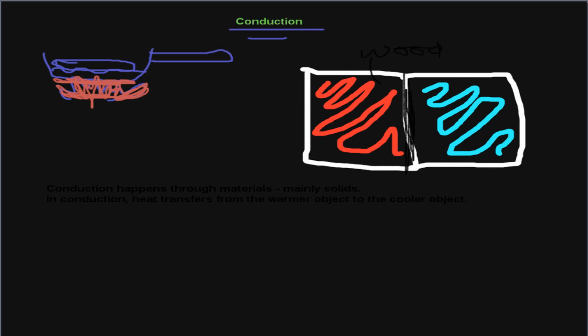So basically, that's all there is. But obviously, different materials are better conductors or better insulators. You wouldn't use wood for a frying pan because it doesn't conduct heat very well. If something is good at transferring energy through conduction, we call it a conductor.